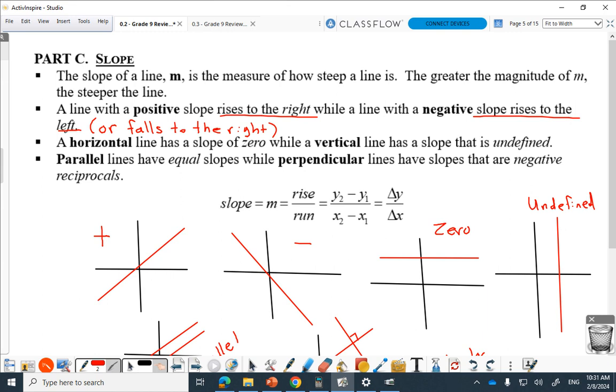In fact, if you look at the back of my room, it's one of the only posters I hang up. Slope is easy and fun. Just remember rise over run. Don't underestimate how powerful that little sentence is. To do rise over run, we can do y2 minus y1 over x2 minus x1.